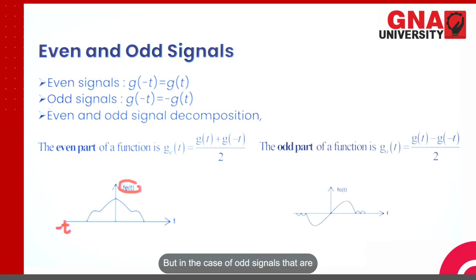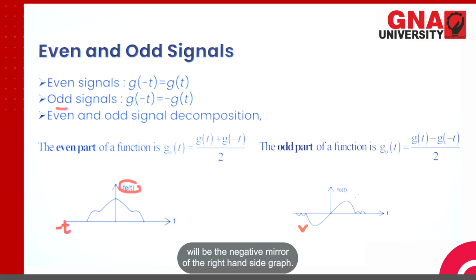But in the case of odd signals, which are called antisymmetric signals, the left hand side of the graph will be the negative mirror of the right hand side of the graph. You can observe the difference between even and odd signals. And what are the conditions for even and odd signals?